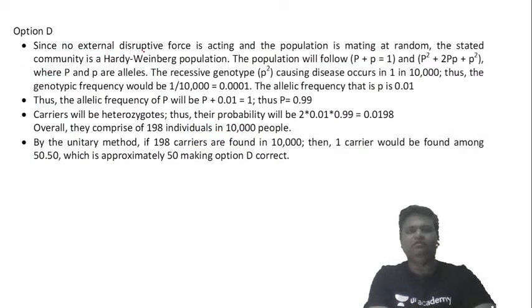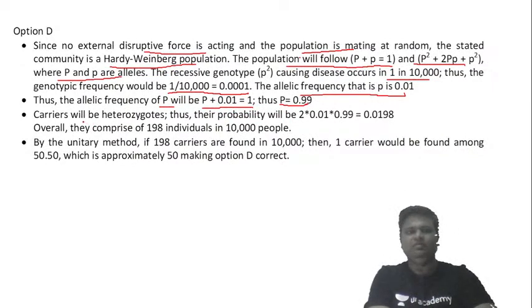Since no external disruptive force is acting and the population is mating at random, the stated community is at Hardy-Weinberg equilibrium. The population will follow P plus q equals 1 and P squared plus 2Pq plus q squared equals 1, where P and q are alleles. So the recessive genotype q squared causing disease occurs in 1 in 10,000. Thus the genotypic frequency will be 1 upon 10,000, that is 0.0001. The allelic frequency, that is q, is 0.01. Therefore the allelic frequency of P will be P plus 0.01 equal to 1, that is 0.99.